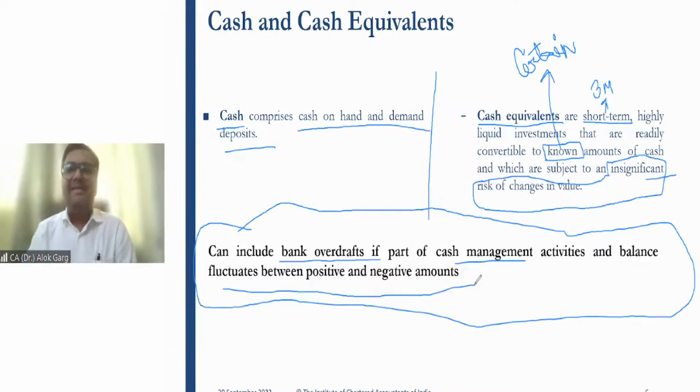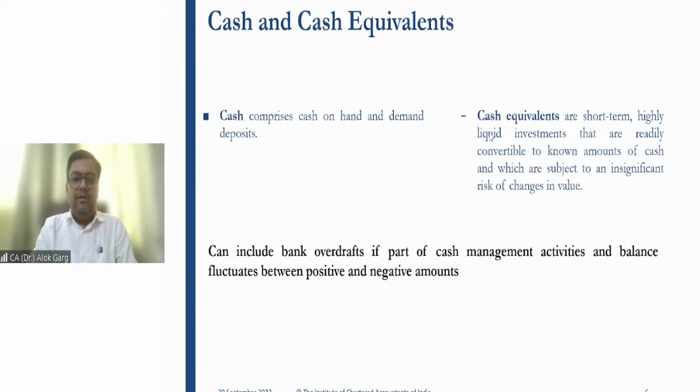So in Ind AS and IFRS, if there is a bank overdraft, it has to be adjusted with cash and cash equivalent, right? Only in the cash flow statement. Is that clear? How is it shown? Let me show you. Please let me know if you are able to see the Excel file. Please confirm.